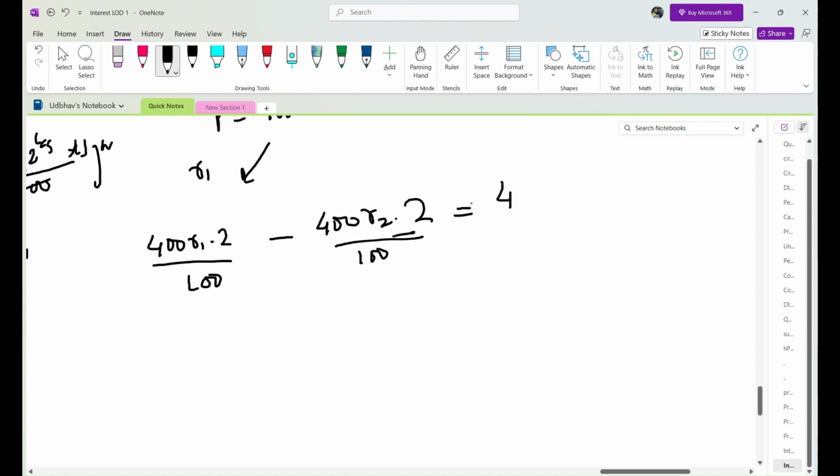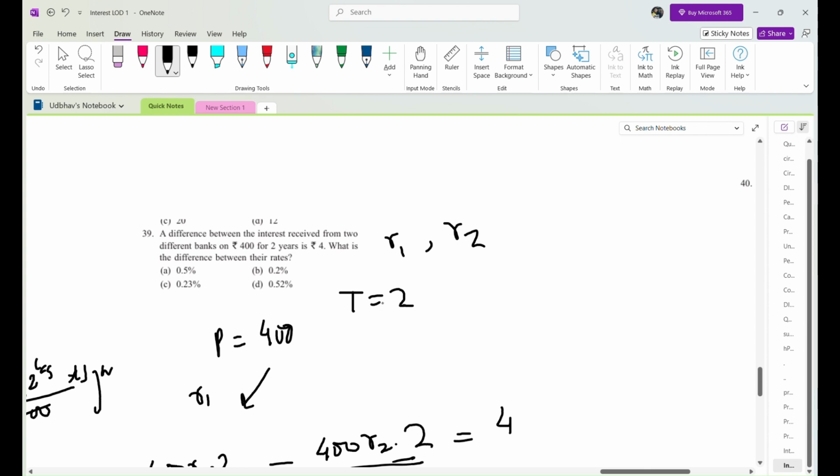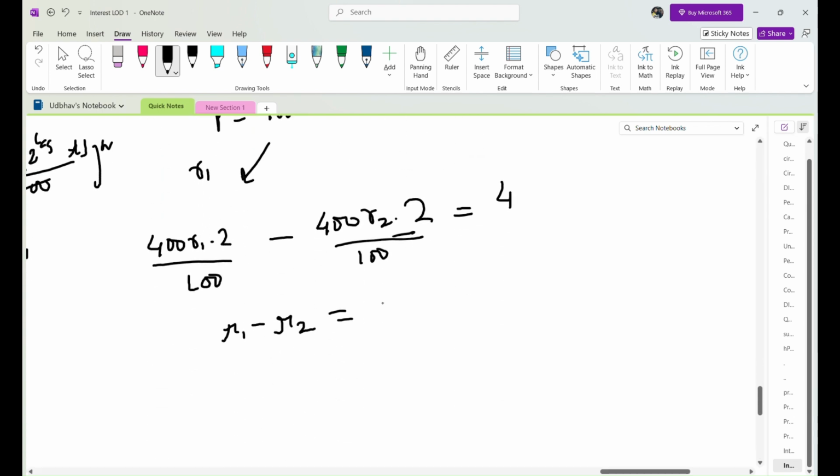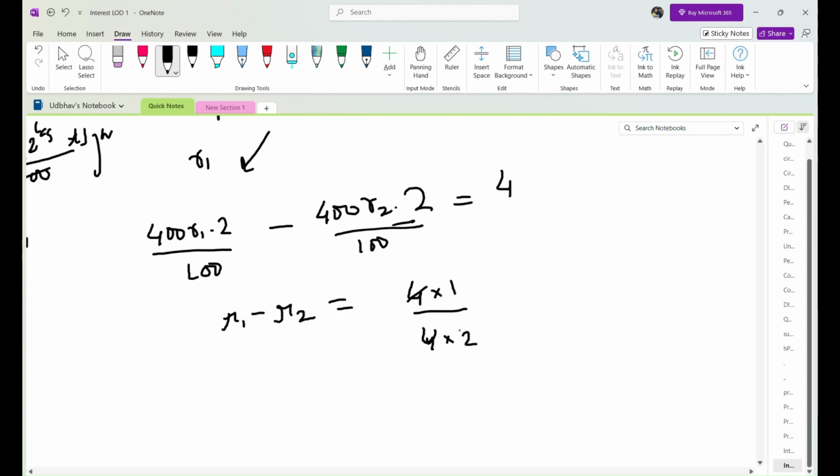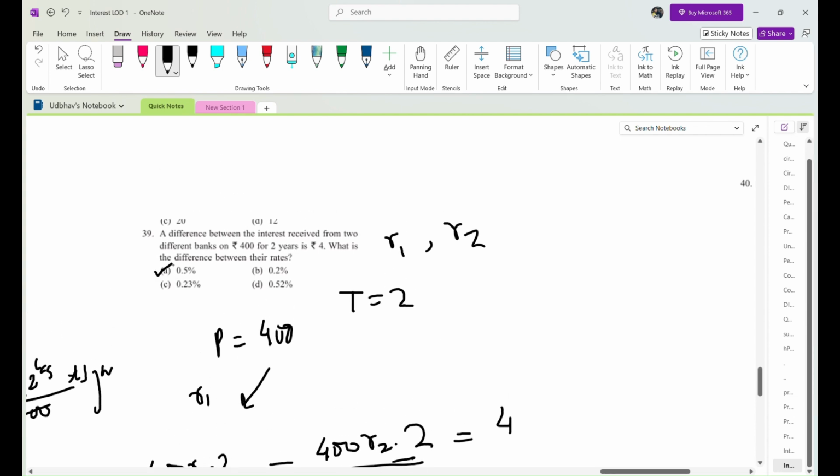So we can take everything common and take it to the other side. R1 minus R2 is equal to 4 into 1 upon 4 into 2. R1 minus R2 is 1 by 2, 0.5%.